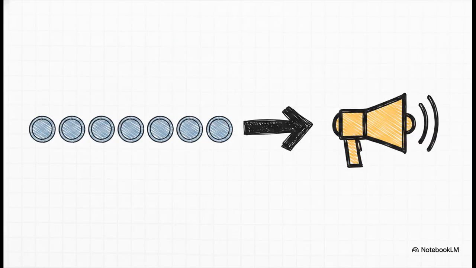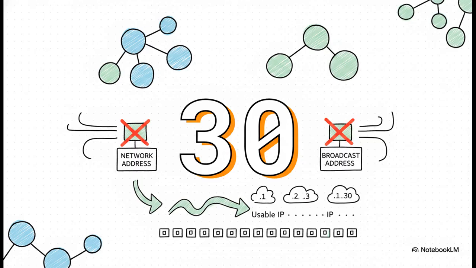Now, finding the broadcast address requires the exact opposite action. Instead of zeros, you flip all those host part bits to ones. When you convert that binary back to a decimal number, you get the broadcast address. For our /27 network, that whole process translates to 10.29.32.31.